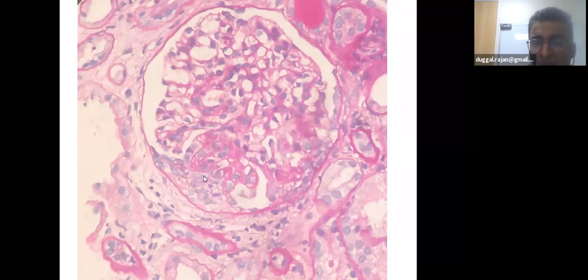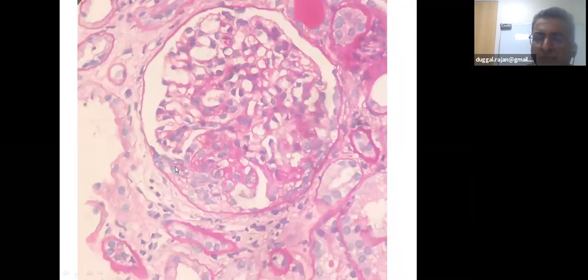Okay. So in this case, there was some parietal epithelial cell reaction because this segmental lesion was getting adhered to this Bowman's capsule.